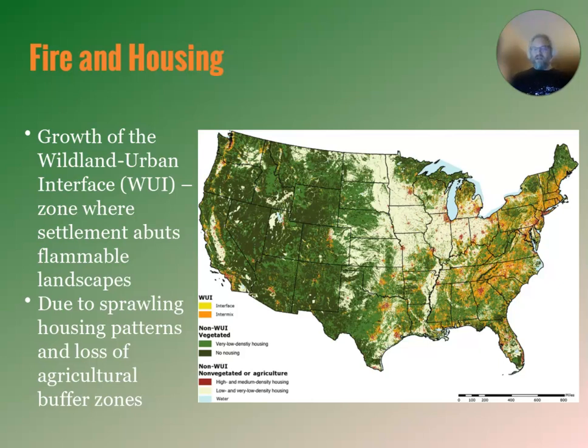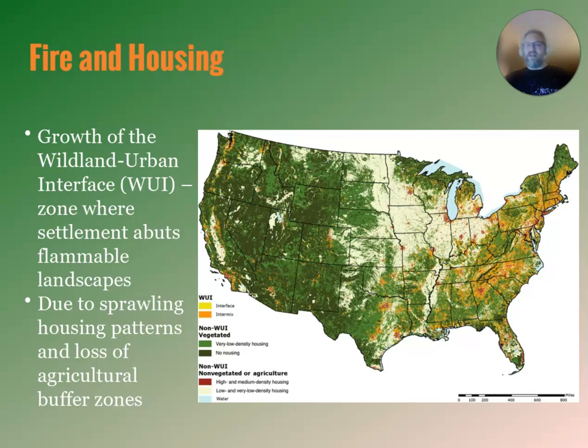And so we're building new houses and creating new WUI areas. The other factor is a loss of agricultural buffer zones. So classically, you'd have your city or your town, then you'd have agricultural fields surrounding it, and then the forests and other wildlands out beyond that. You had this kind of buffer zone of farmland in between where people were living and where the flammable forests were. But in lots of areas, we've been losing that.